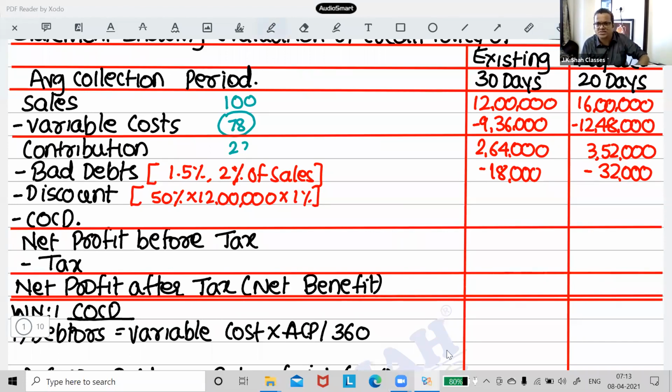What is that? Who's that? Shrivi, what do you want? How you got variable cost? Very good. You want me to show the calculation? Shrivi, are you there?